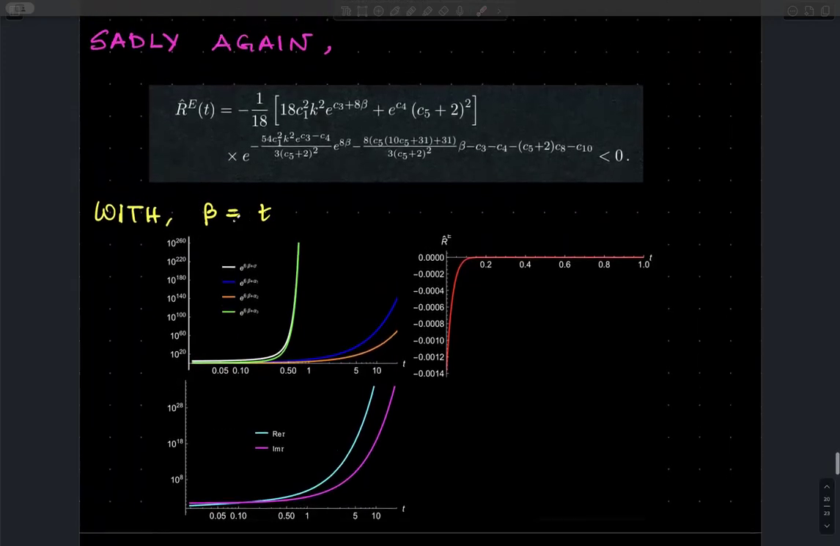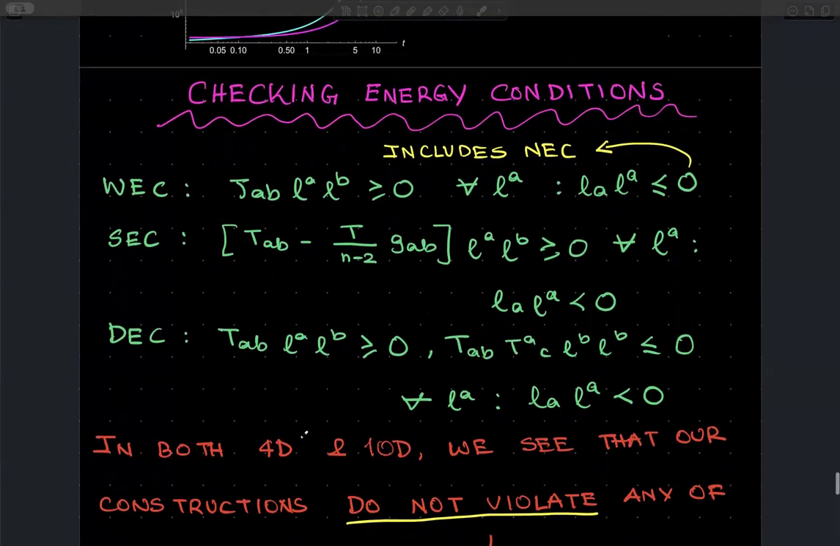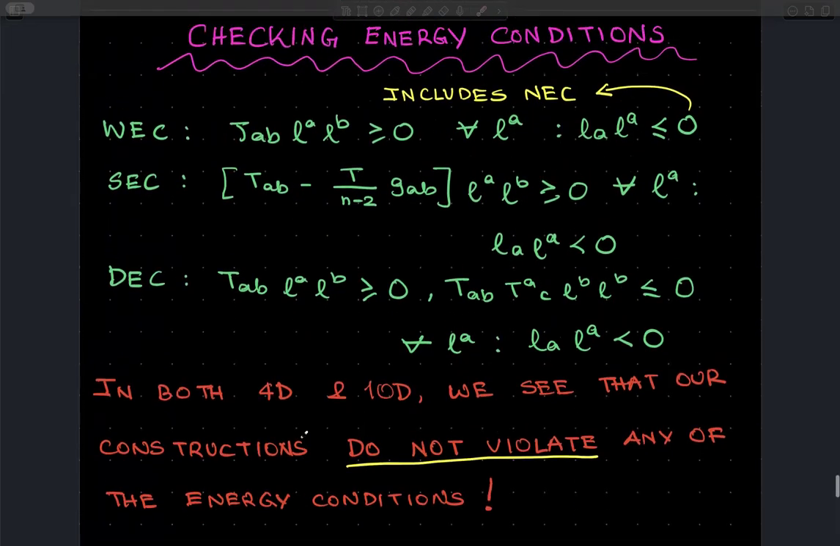In this case, of course, there's no restriction again on beta, and r hat e decays to 0 at late times. And this is one of the cases that we pointed out. So what we have done is we have also checked the energy conditions in this setup. That is, we have checked the weak energy condition, the strong energy condition, and the dominant energy condition. And in both 4D and 10D, we see that our constructions do not violate any of the energy conditions.